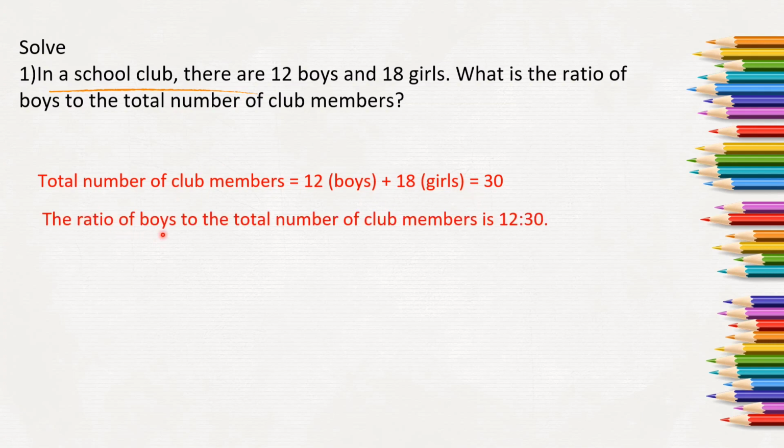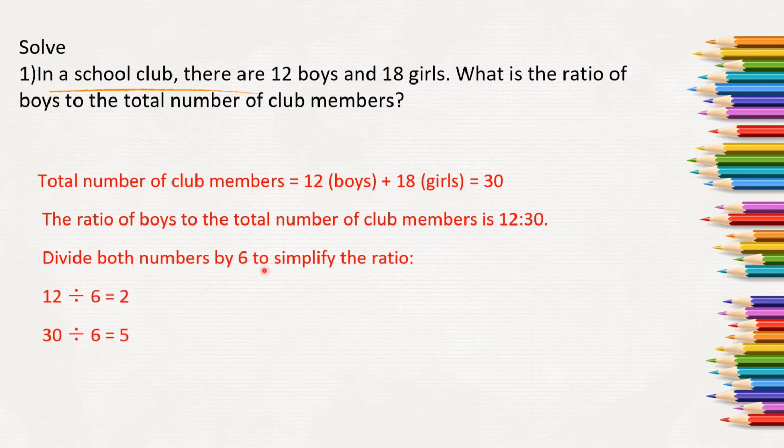So the ratio of boys to the total number of club members is: 12 is the boys' number and the total number of club members is 30. So 12 is to 30 is the boys ratio, right? So next we have to just simplify it to find out the ratio of boys. So divide both numbers by 6 to simplify the ratio. Both the numbers are divisible by 6.